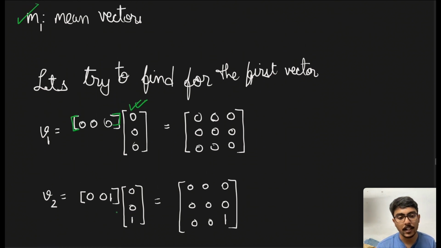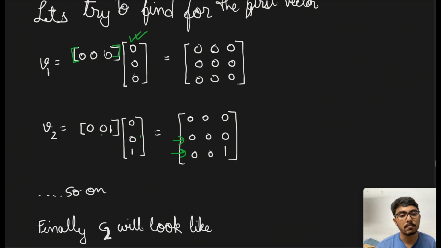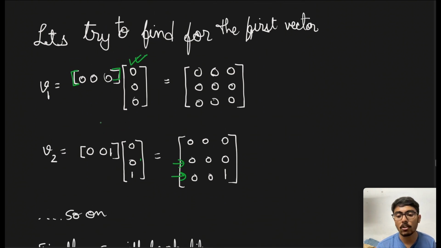If you are trying to find how it came, I'll tell you briefly: if you multiply 0, 0 and 1 into 0, you will get 0, 0, 0. If you multiply 0, 0 and 1 with this 0, then you will get this row. And if you multiply 0, 0, 1 with 1, then you will get this row. This is how you multiply and find the matrices. This is how you will do it for all the pattern vectors. There are 8 of them, so you need to do it 8 times.